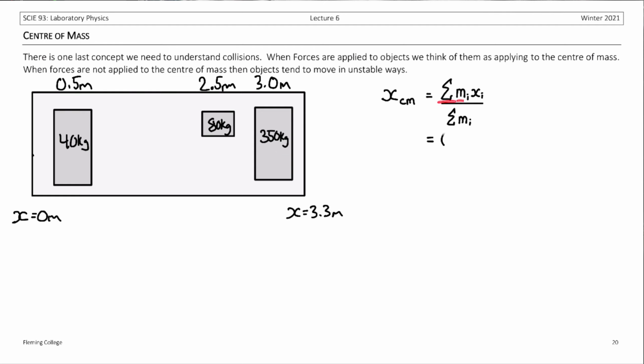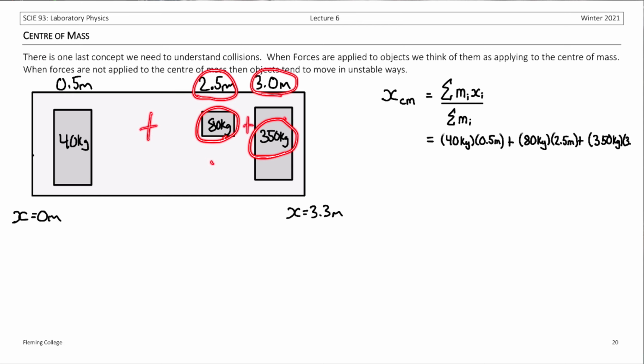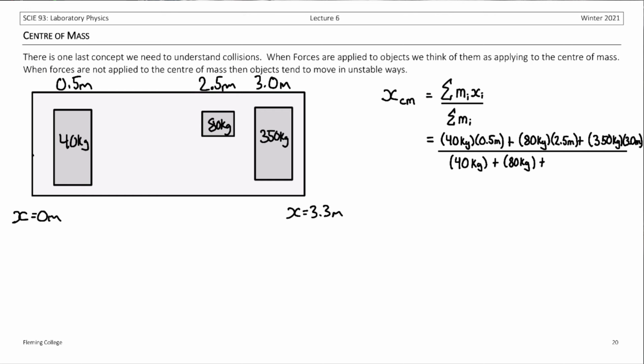The sum of every mass times its position means that we would go to the 40 kilogram fuel tank and multiply it by its half meter. Then we'd add to that the 80 kilogram passenger multiplied by its 2.5 meter position, and then add to that the 350 kilogram engine multiplied by its 3 meter position. So when we work on that, it looks like the following.